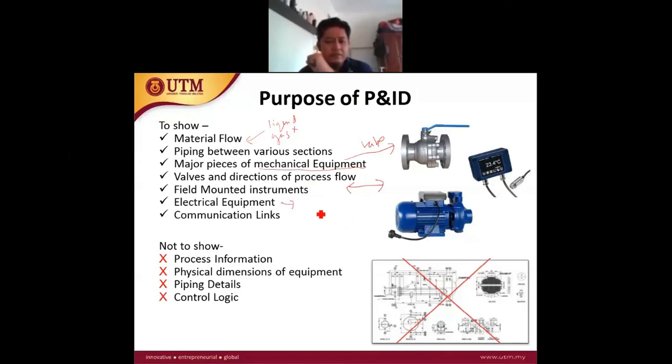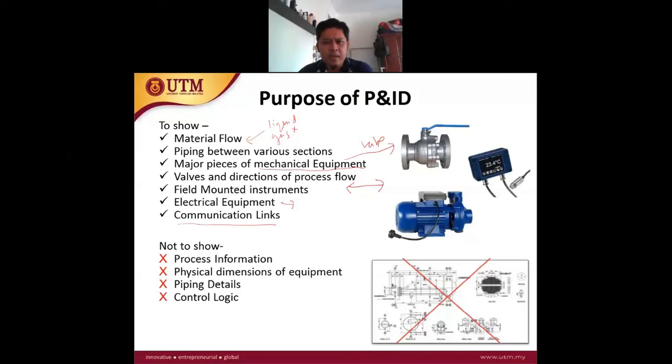Like valve to the controller, and also we want to see the communication link between the instrument and equipment. For example, some instruments communicate with other devices pneumatically, or using gas pressure.